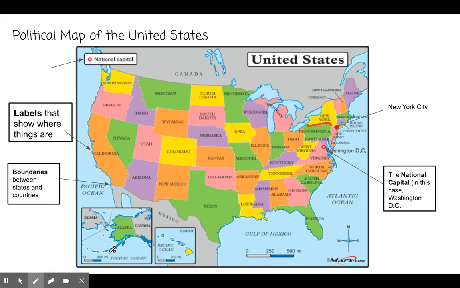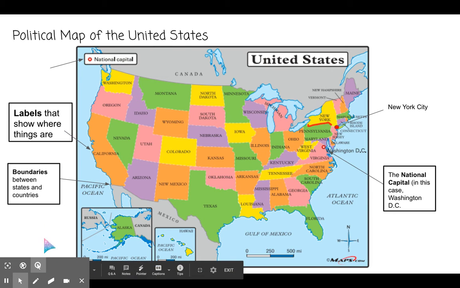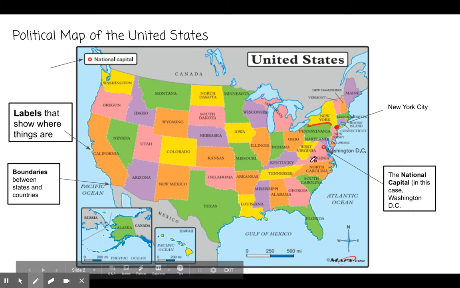Right now, take a second with your teacher and see if you can find a boundary on this political map. You can pause the video to do that. I bet you found many boundaries. Another boundary that you might have seen would be the southern boundary between New York and New Jersey.